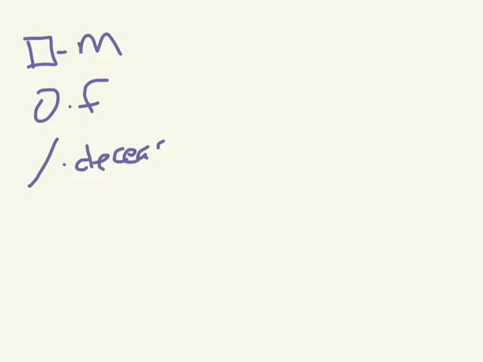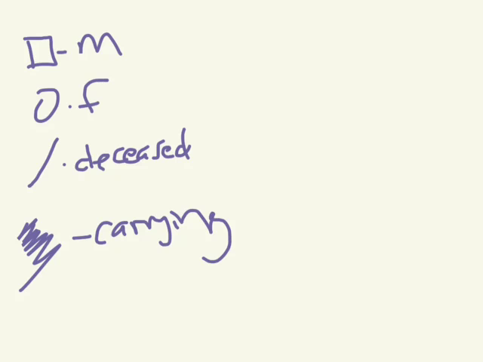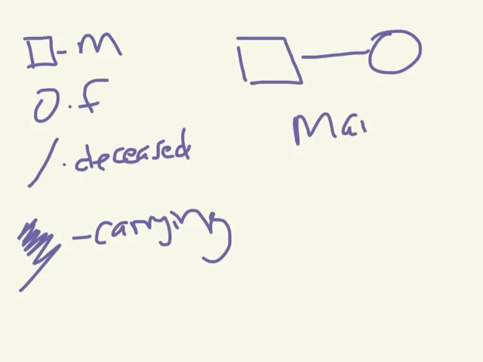Now, again, representing males is going to be a square. Female is going to be circle. A line through means deceased. And colored in means they're carrying the trait and expressing it. Reminder again that a line between a male and female is going to represent a marriage.